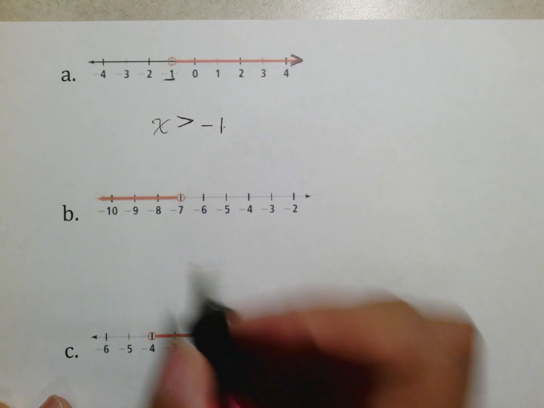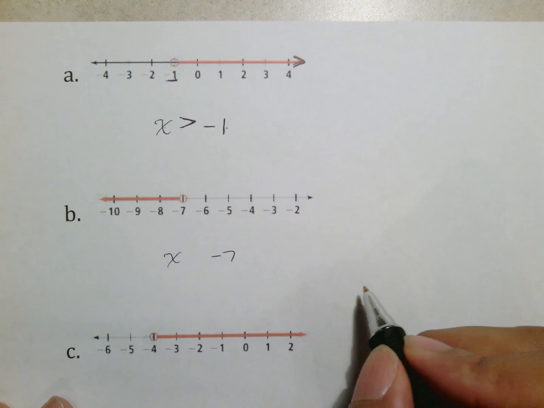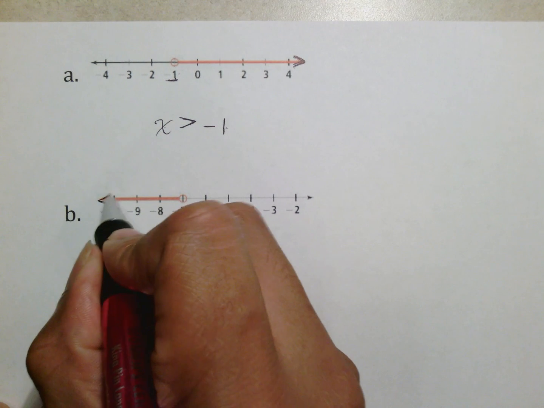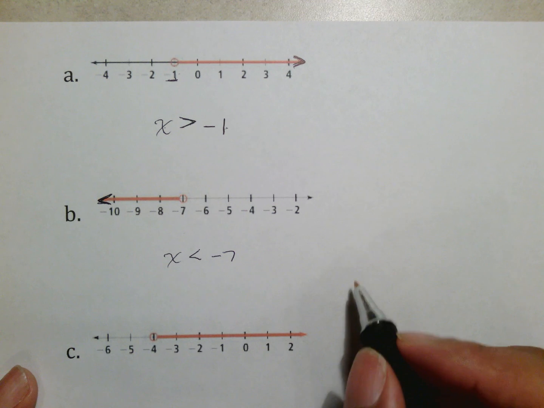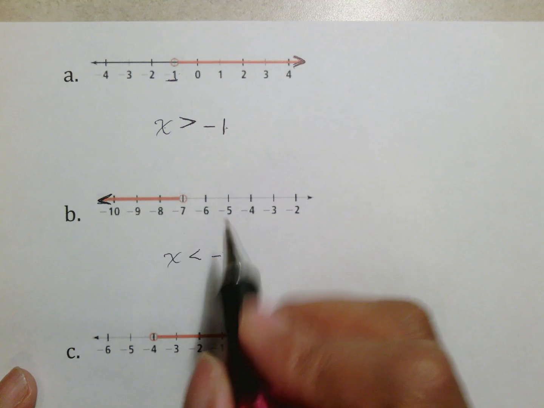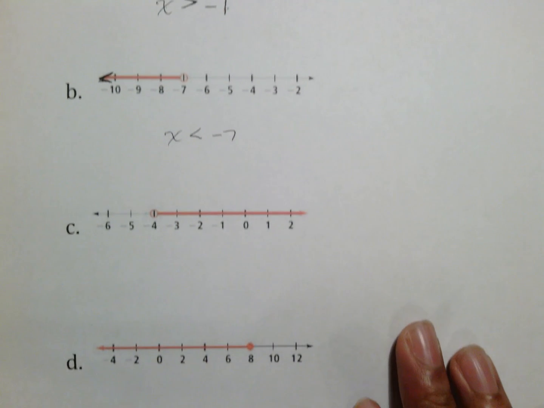B looks the same way. Again, I'm going to put an X down. It's at negative 7, so I put that there. Looking at the arrow tip, it goes this way, so that's the symbol I'm going to take with it. And notice that the circle is open, so I leave it that way. That is my answer. It's not that bad, just something you have to make sure you're ready for.